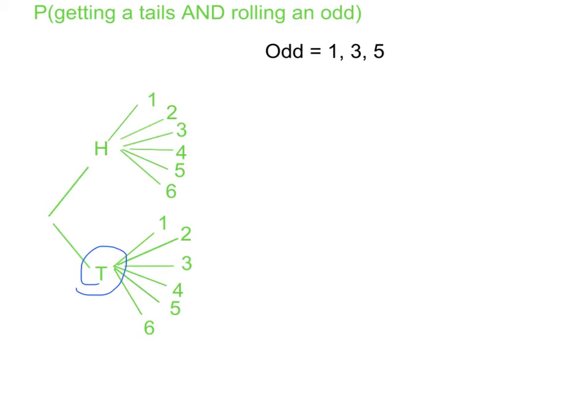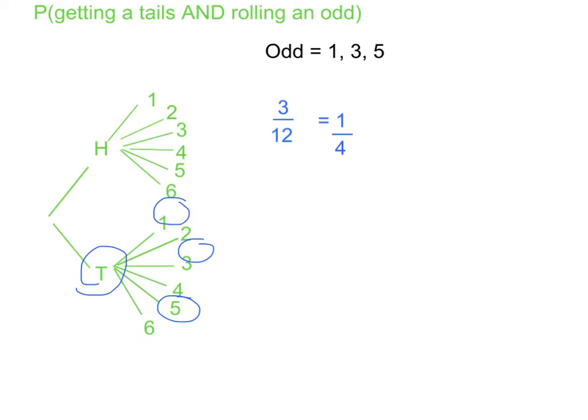Well, forget about that for right now. Let's just figure out the total ways we can get a tails and roll an odd number. How many possible outcomes are there? There are 12 possible outcomes. If we're getting a tails, we're in the bottom half of the tree, and if we're rolling an odd number, it has to be 1, 3, or 5. So there are 3 total ways to do this, and there are 12 possible outcomes. That gives us 3 out of 12. Finally, we can simplify our answer. This becomes 1 out of 4.